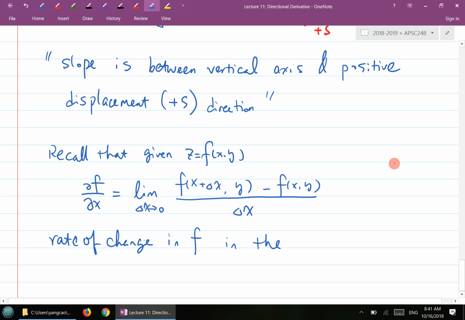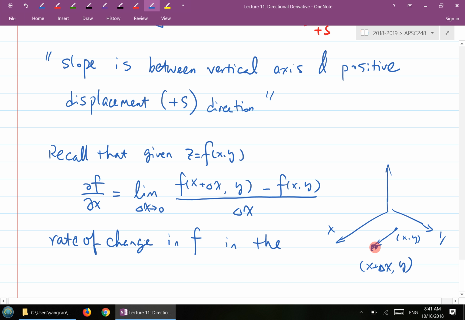To x plus delta x, y. In other words, if this is the initial point here, you're not changing y, you're only moving this point in the positive x-axis direction. So if this is x, y, and this is your x plus delta x, y, right?